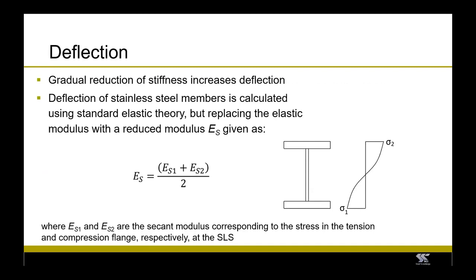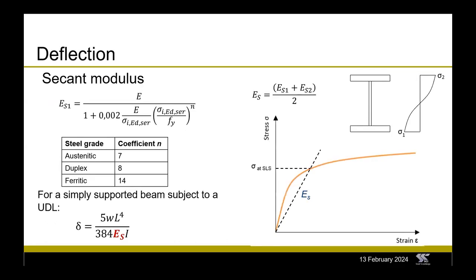But you will have to use the reduced modulus of elasticity, which is calculated using the equation you can see in this slide. This reduced modulus is simply the average between the modulus E sub S1 and E sub S2, which correspond to the second modulus calculated for the stresses in the compression and the tension flange of the cross-section. So this slide shows the equation for calculating this second modulus.